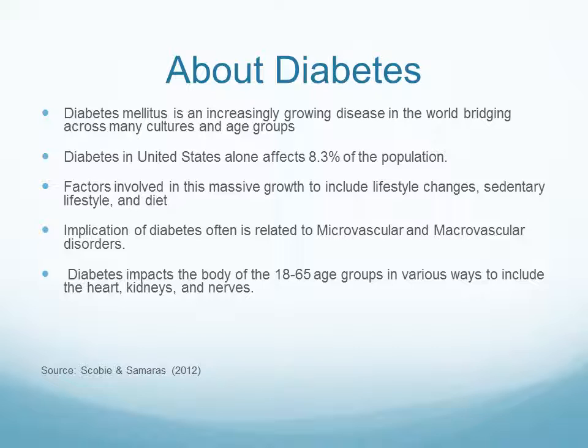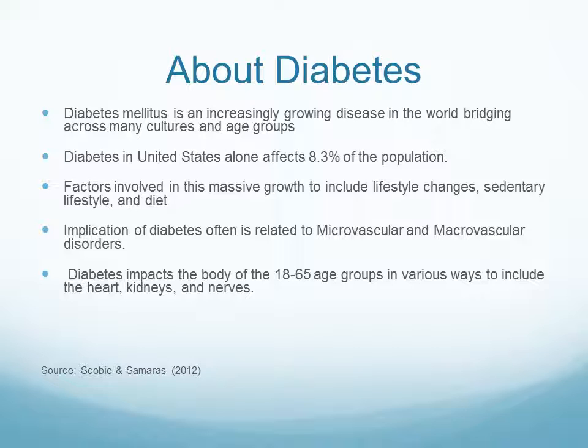About diabetes. Diabetes is increasingly growing in the United States and bridging across many cultures and age groups. In the United States alone, it affects 8.3% of the population. Even in my family, diabetes is present. The prevalence of diabetes in India and China also continues to be explosive. There are many factors involved in this massive growth, to include lifestyle changes, sedentary lifestyle, and diet.